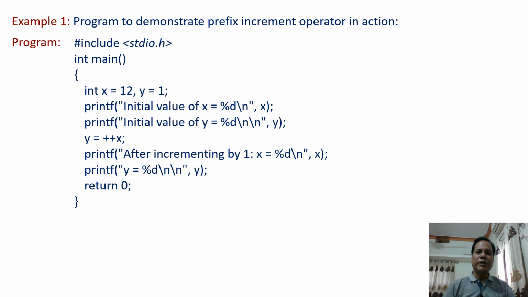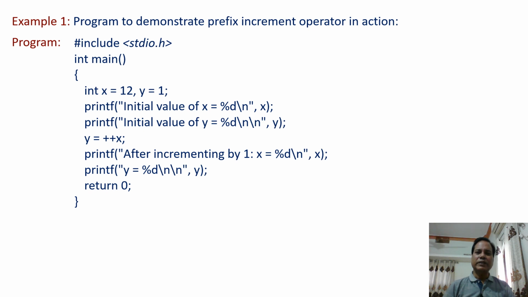Then printf("initial value of x = %d"). Here on the output screen when the program is executed, the value of x is printed. So at the %d symbol, what is the value of x? Naturally here it is 12. 12 gets printed at this point. Then \n. This escape sequence character is used just to bring the cursor to the beginning of the next line after printing the 12.